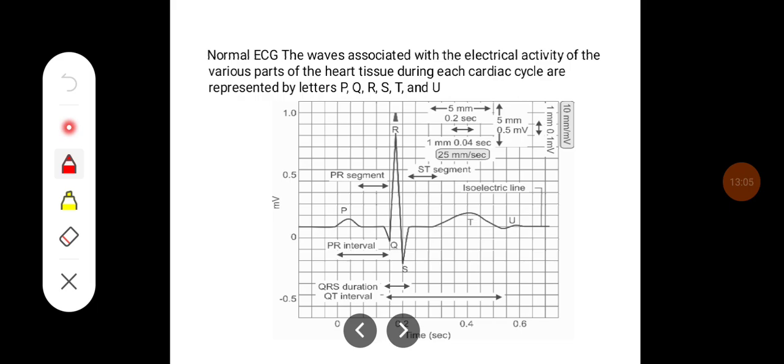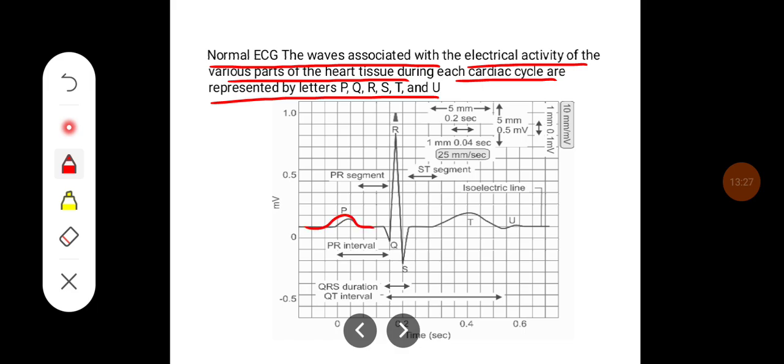So this is the normal ECG tracing with the electrical activity of the various parts of the heart during each cardiac cycle, and they are represented by P wave, Q wave, R, S, T, and U. This is the P wave, first positive deflection, and QRS complex, where Q is the first negative deflection, and we have a second positive deflection as R, and second negative deflection as S wave. Then we have T wave and U, which are both positive waves.